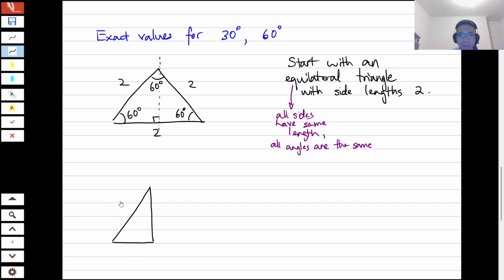So this side is going to be 2. This is going to be the right angle. And because I split this bottom side in half, now this side length is 1. And if I use Pythagoras' theorem, the remaining side length is root 3. The angles are 60 degrees. And up here, I split the 60-degree angle in half. So now I have 30 degrees.